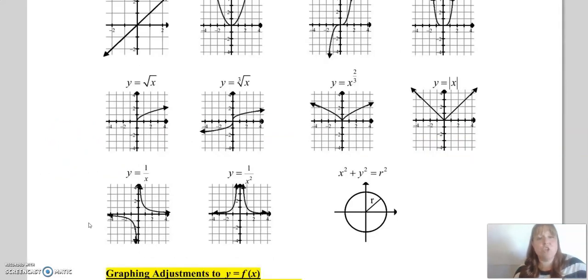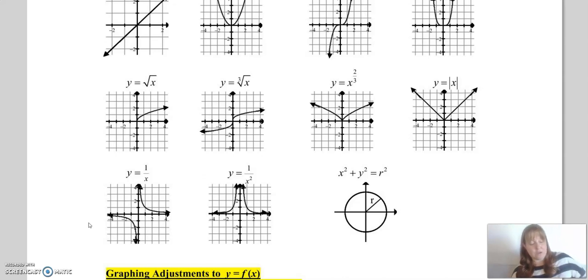Y equals cube root of x is just x cubed on its side, really. It's just the inverse, so we switch all the x's and y's. Y equals x to the 2/3 we talked about.